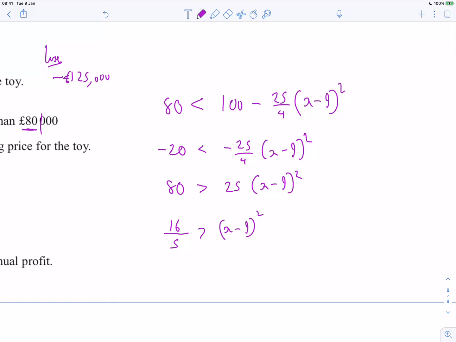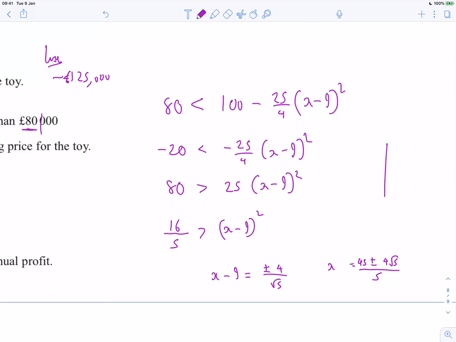Okay. Right, so if I treat this as like an equal sign, then x minus 9 equals plus or minus root of 16, which is 4 over the root of 5. And if I rationalise that, that means x minus 9 equals plus or minus 4 root 5 over 5. And if I add 9 to both sides, 9 fives are 45.